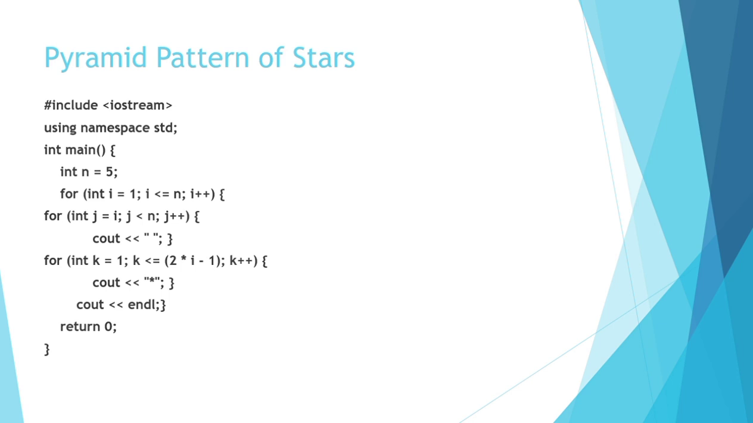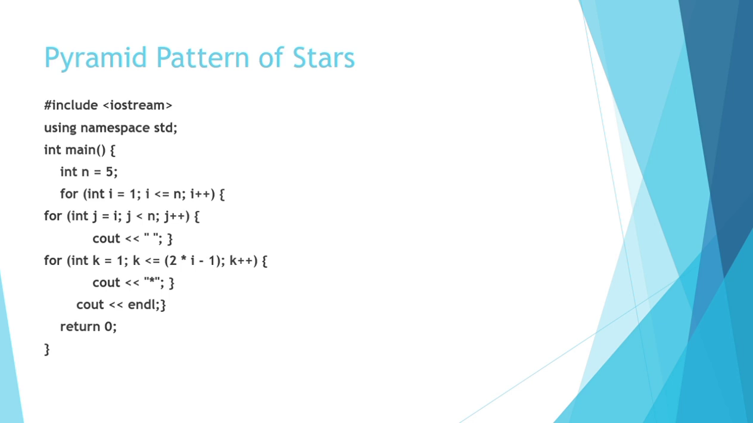First inner loop. Prints spaces to align the stars in a pyramid shape. The number of spaces decreases as i increases. Second inner loop. Prints stars, asterisk, to form the pyramid shape. The number of stars increases in odd increments as i increases. 3 iterations explained. First iteration, i equals 1.